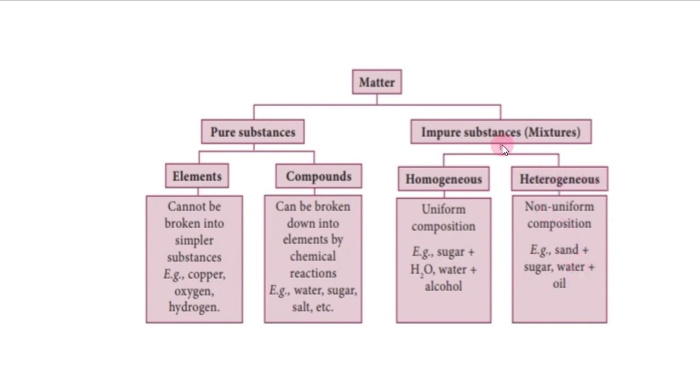Have you understood? A mixture is an impure substance. An impure substance is classified into two types: homogeneous mixture and heterogeneous mixture. A homogeneous mixture has a uniform composition; a heterogeneous mixture has a non-uniform composition.